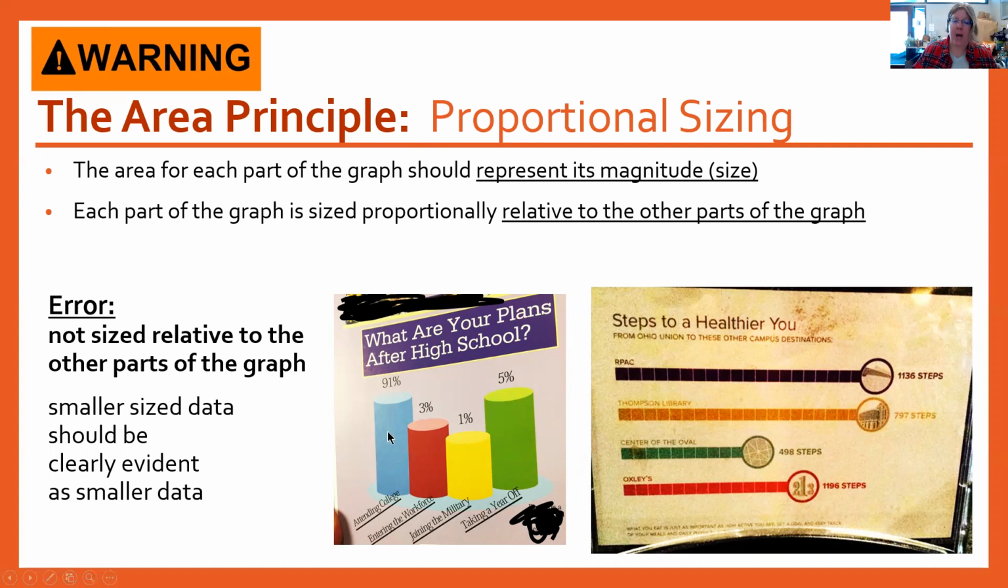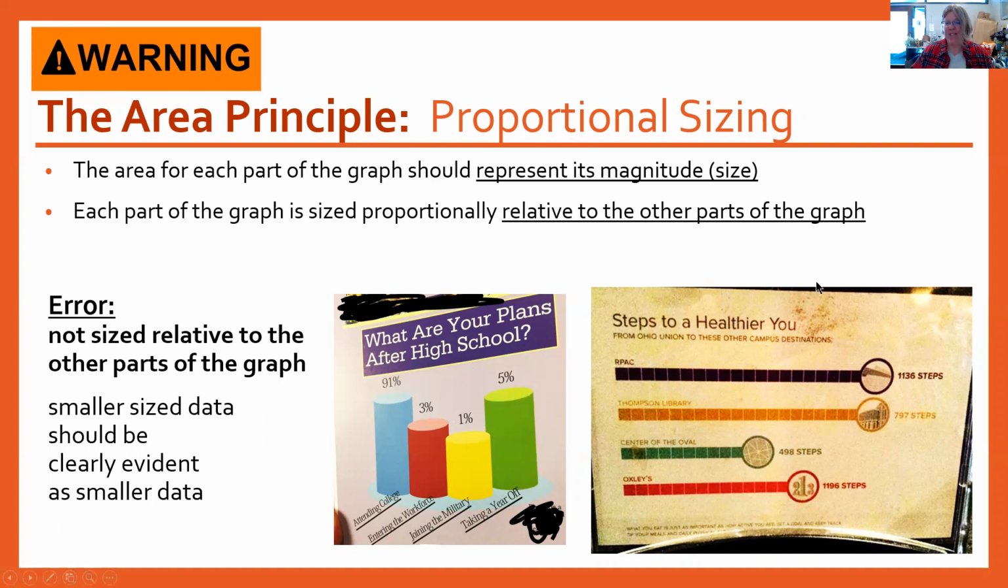And instead, if you don't read those numbers and you just eyeball the bars, it looks like the number of students attending college is about the same as the number of students taking a year off. It's only if you read those numbers that you see what that difference really is. So that would definitely be misleading.